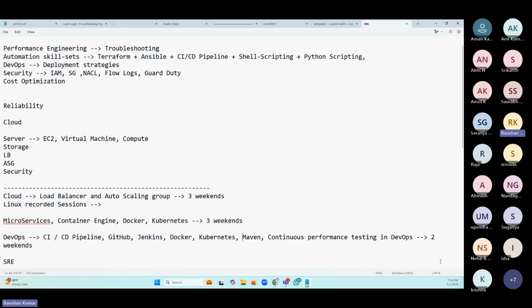So definitely 4 to 5 sessions, friends. It will be taking up 4 to 5 sessions.